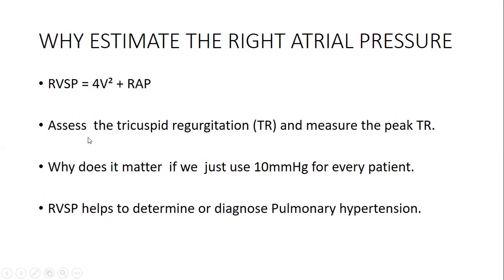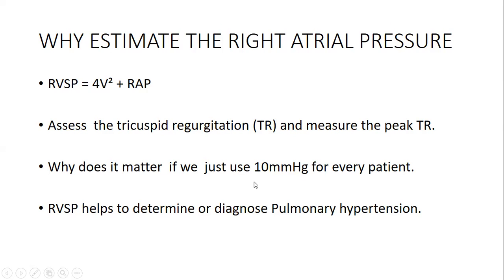Now, again, why do we need to estimate the right atrial pressure? It helps us to assess the tricuspid regurgitation and measure the peak TR. Why does it matter if we just use 10 millimeters for every patient? I've already explained that this may not be accurate, because it gives you parameters that can be quantified. And the other thing we must understand is that echo is a non-invasive modality.